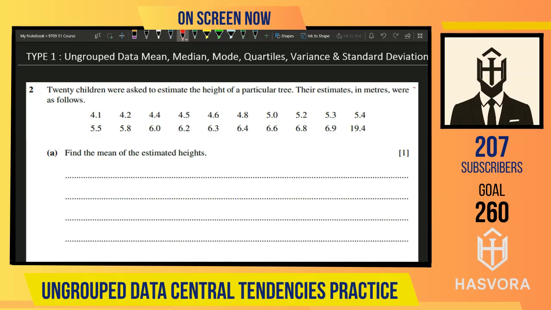So the first question says that 20 children were asked to estimate the height of a particular tree. Their estimates in meters were as follows. So they have given you all the scattered data, and the good fact is that they have given it in order. So it is 4.1, 4.2, 4.4, 4.5, 4.6, 4.8 and till 19.4. Now if you look into the first part, they are asking to find the mean of the estimated heights.